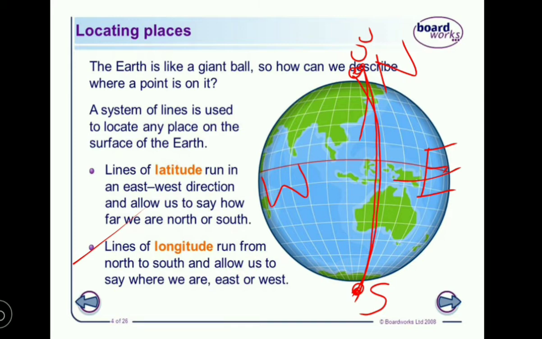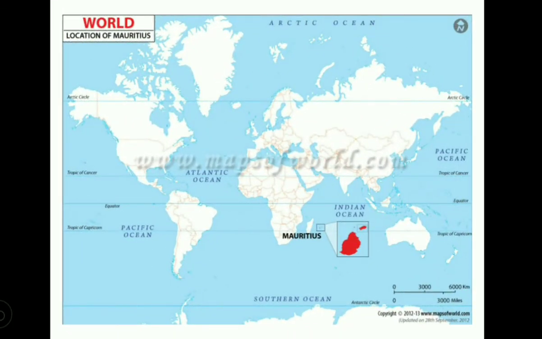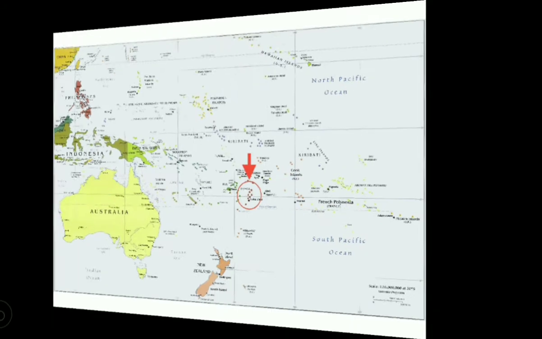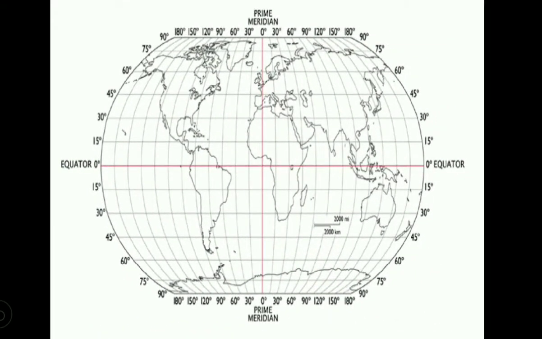For example, in your textbook they have given one more example of how to locate different places on the same latitude. I am discussing latitudes, not longitudes. On page number 12, the Mauritius Islands are located in the Indian Ocean, and the Tonga Islands are located in the South Pacific Ocean. Both are located at 20 degrees south latitude. So how do we locate the places on the globe? This is the 20 degree latitude.